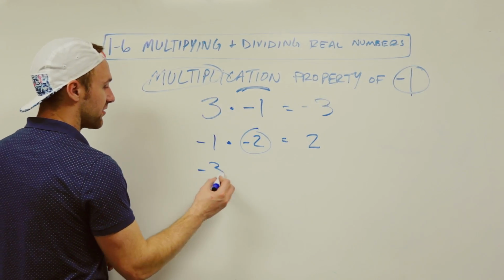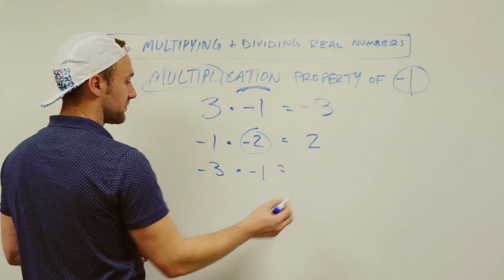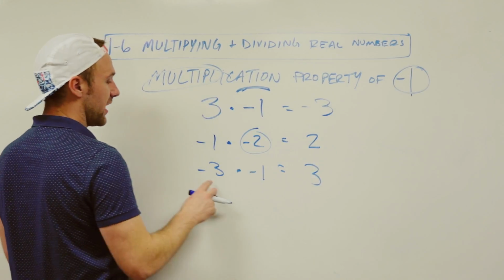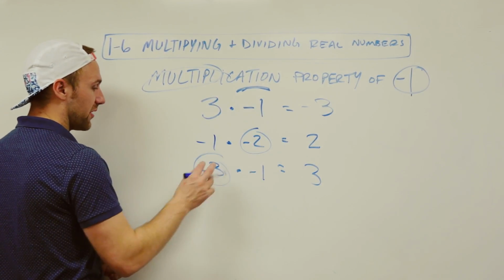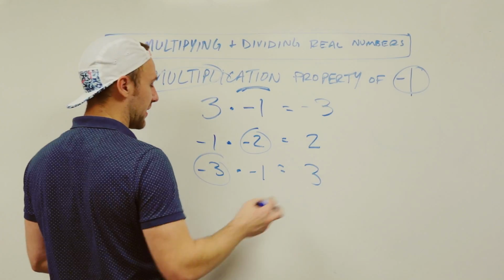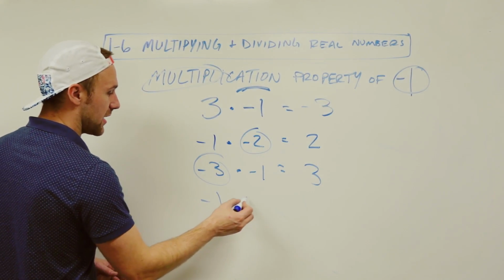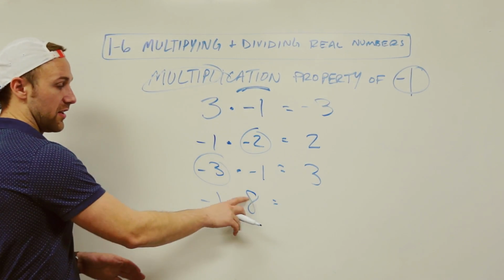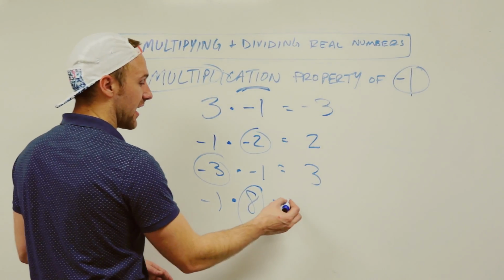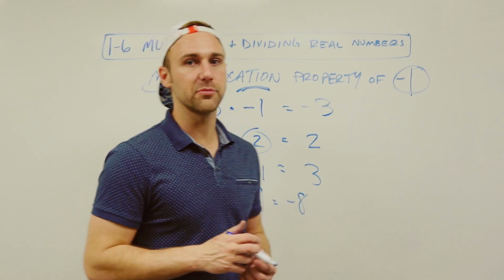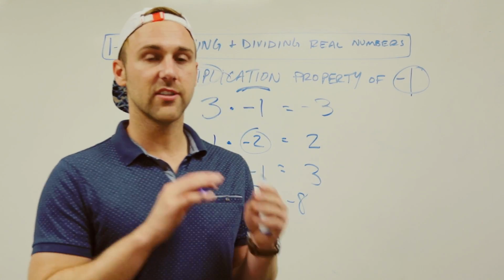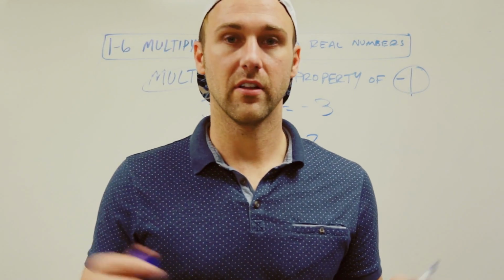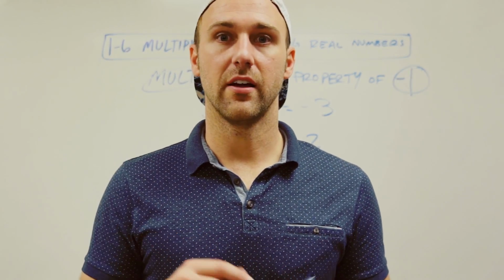So we've got -3 times -1. Still going to be 3, and that is going to flip the sign. That becomes a positive. Say -1 times 8. That's a positive 8. Now it becomes a -8. And that's the multiplication property of -1. You just flip the sign. Take the same number, flip the sign.